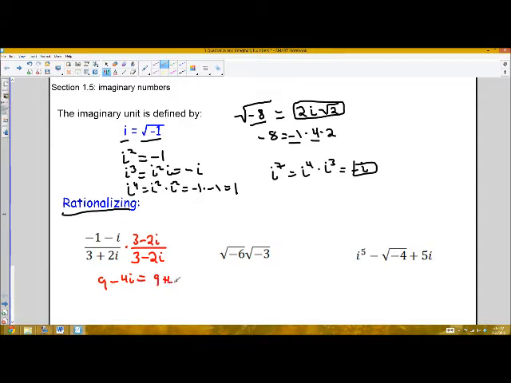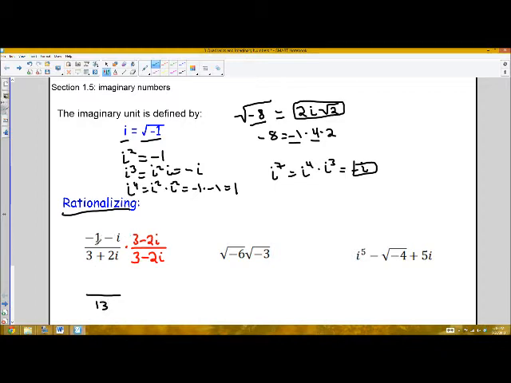9 plus 4, which is 13. So let me rewrite that. Let me erase some of the stuff, get it out of my way. Here we go. So my denominator we saw would be 9 plus 4, which was 13.